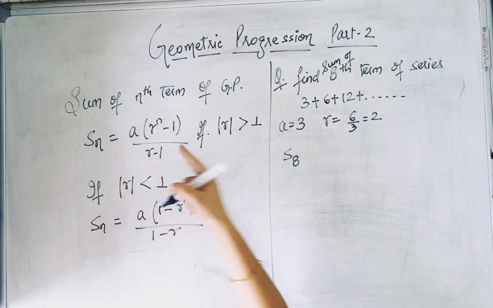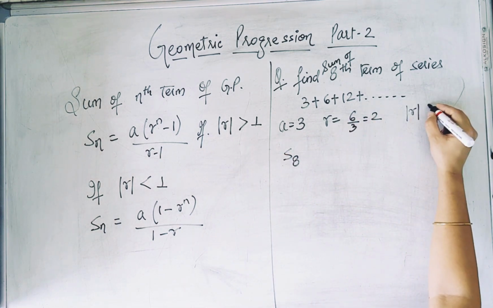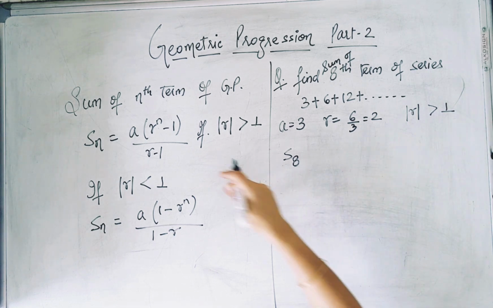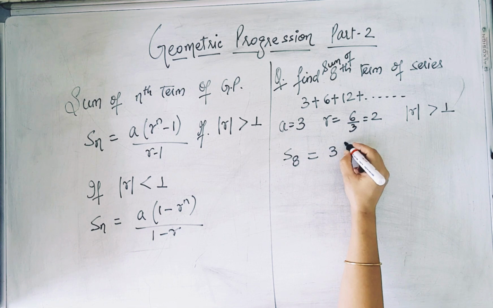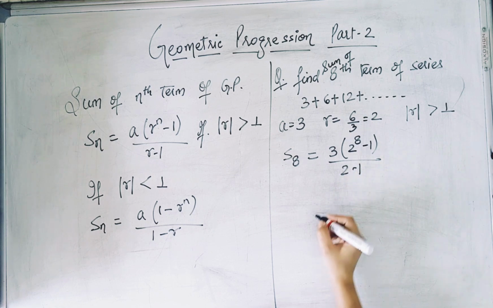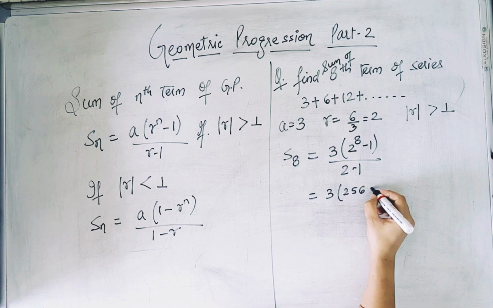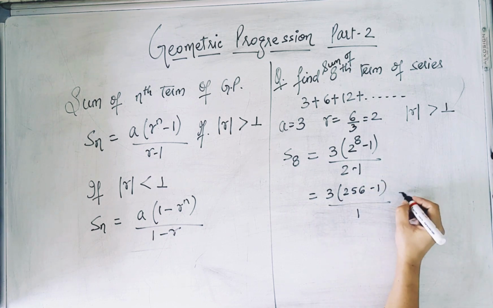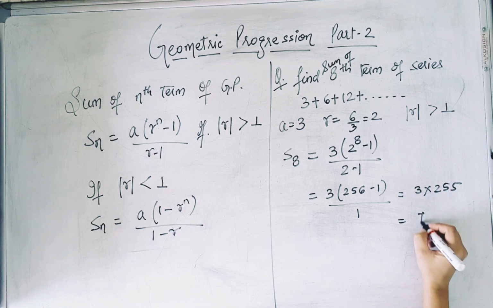So for the sum of 8 terms, since here mod of r is greater than 1, we will apply this formula. S8 will become 3 into 2 to the power 8 minus 1 upon 2 minus 1. Thus 2 to the power 8 is 256, minus 1, upon 1. So it will be 3 into 255. So the answer will be 765.